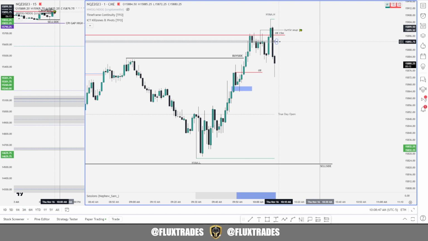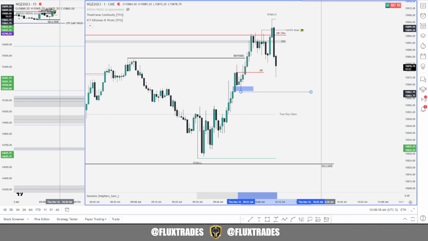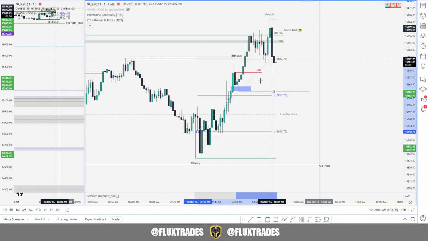So tapping at the 15-minute order block, SIBI. Watch this gap in here. Potential breaker as well. Short-term low. That has a potential target. I think it's not within discount. There we go. Perfect. Within discount. So watch this gap in here as well.